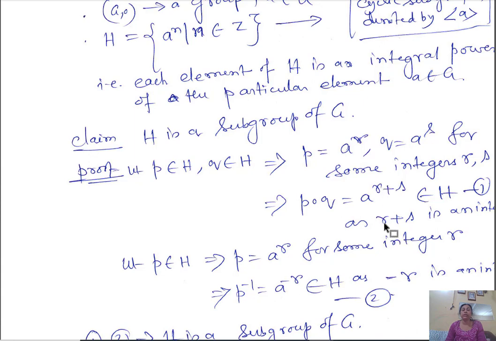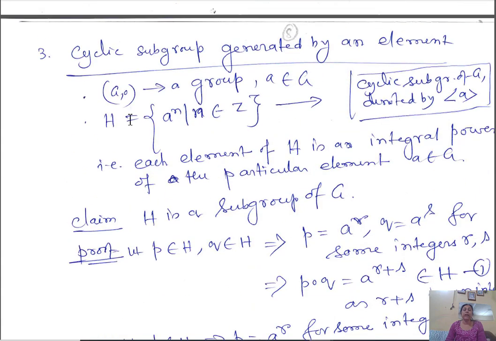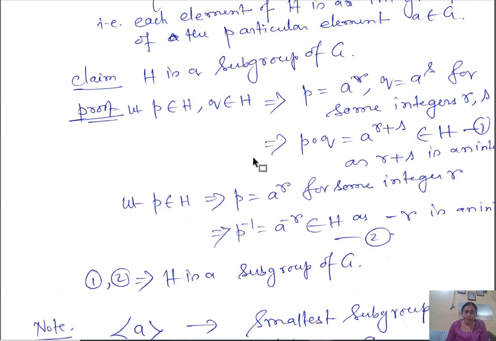Immediately you can argue this. P belongs to H means P is some integral power of A for some integer R. So P inverse is A to the power minus R. This also belongs to H because this is an integral power. So here in H, I am saying this is an integral power of A, and this n can be a positive integer or a negative integer. The only restriction on n is that n must be an integer. It can be positive, it can be negative.